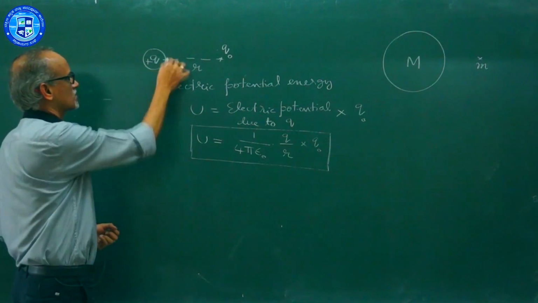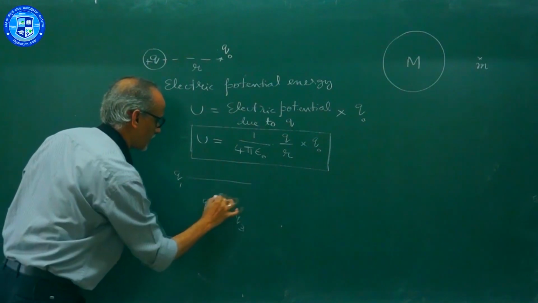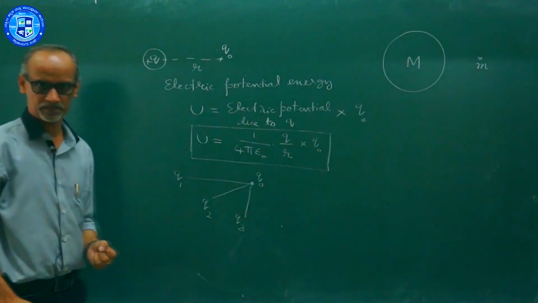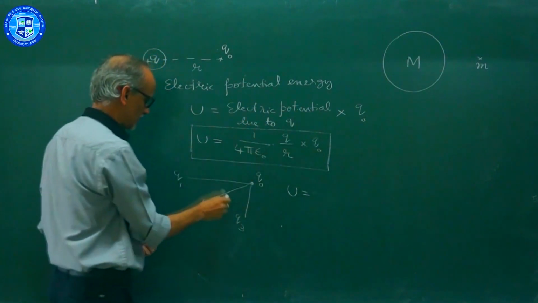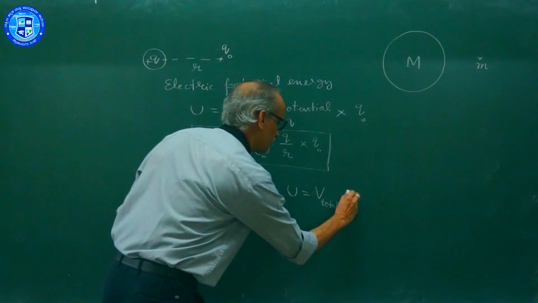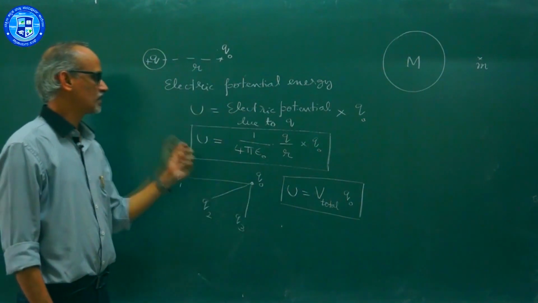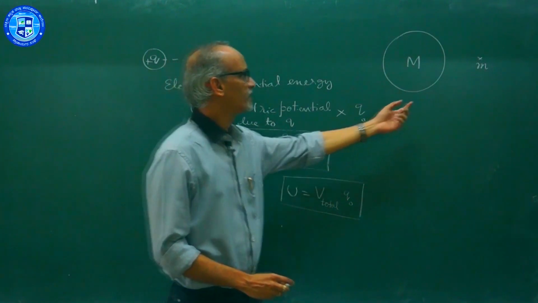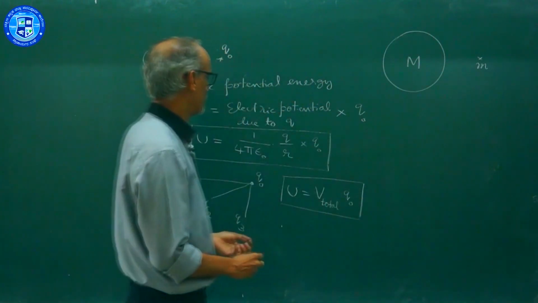Now what if the source charges are many? Let me consider a system of charges Q1, Q2, Q3. If you want to find the potential energy stored in that charge Q0, then we use the same formula. U is equal to, now we have to find the electric potential due to the system of charges. I'm going to write this as V net or V total, the total potential at that point, into the charge. This is how one can measure the electric potential energy stored in a charge at a particular point. And this is similar to the concept that we have learned in the first year, where we measure gravitational potential energy stored in a mass due to a single mass or due to a system of other masses.